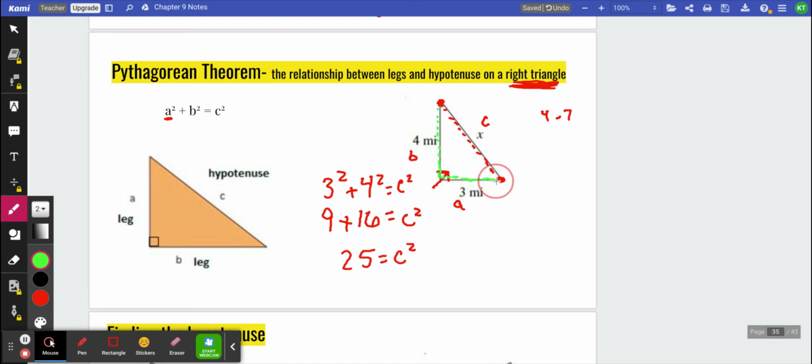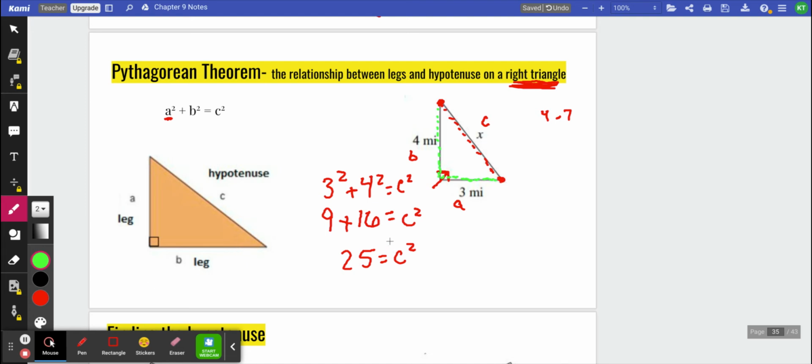4 and 3. That would be a longer path. So I know that this hypotenuse has to be bigger than 4 because it's the longest, but it has to be less than 7 because it's a shorter route than taking the outside legs on a triangle to get there.